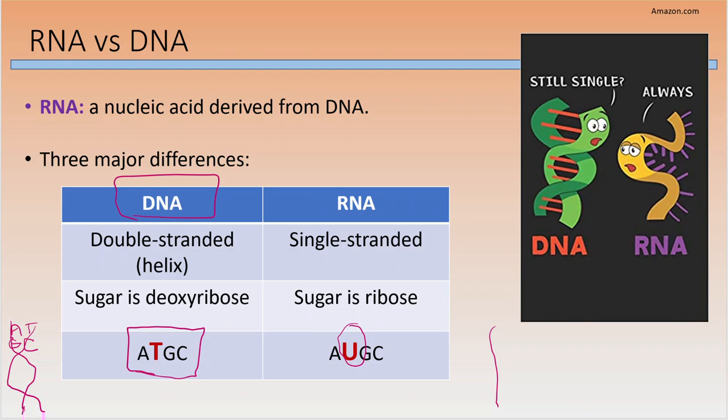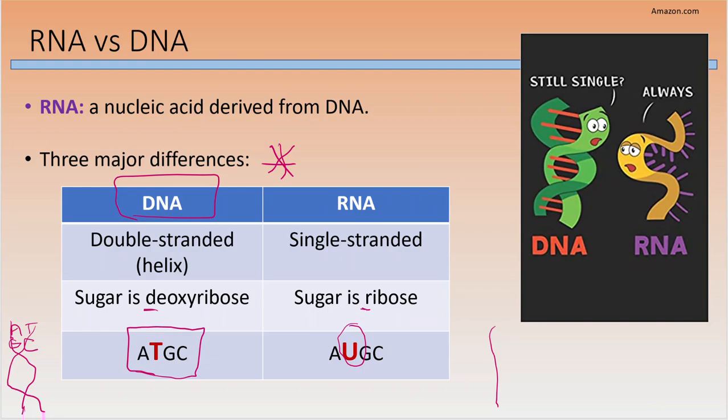The next is going to be that DNA has a sugar called deoxyribose, which is where it gets its name from. So DNA is deoxyribose nucleic acid. RNA has a different type of sugar called ribose. So RNA is ribose nucleic acid. The D from DNA comes from the type of sugar. The R from RNA comes from its type of sugar. Please know these 3 major differences between your DNA and your RNA.